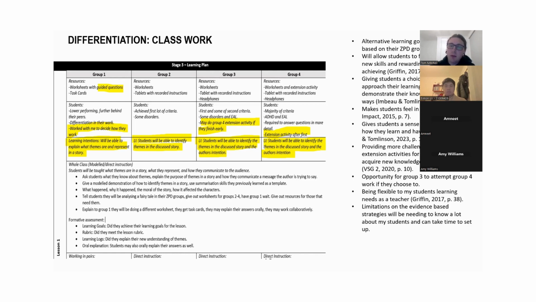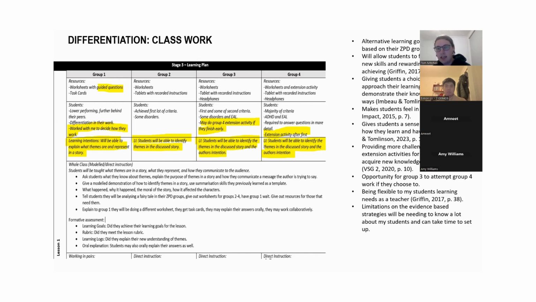I'll be providing more challenging work for Group 4 as they are high achievers. Their work will require more complex answers, and they'll have more extension activities in order to keep them challenged and engaged in learning. Group 3 will have the opportunity to do Group 4 extension activities if they finish early, in order to challenge them as well and give them an opportunity to move up. This will make it so I'm flexible with my students' learning needs as a teacher.